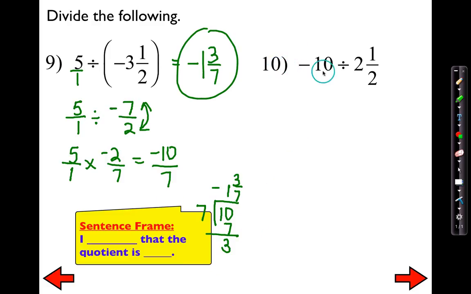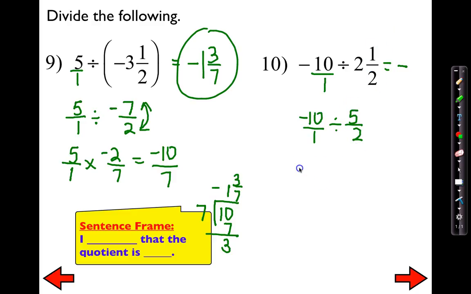Number 10 was the same idea. You want to turn the whole number into a fraction first. I'm going to personally figure out the sign now. Negative divided by positive is a negative. So here this is going to become -10/1 divided by the, not reciprocal, sorry. This turned into an improper fraction, which is going to be 5/2.